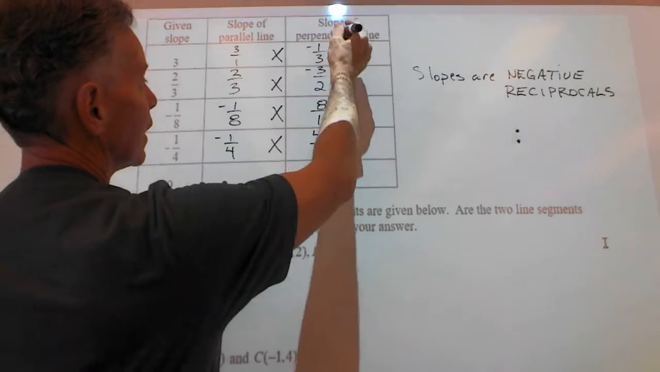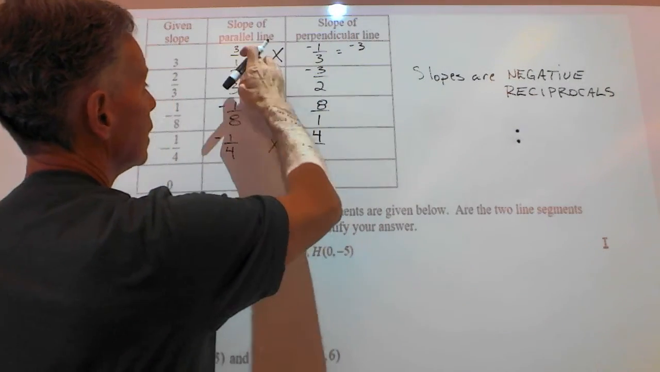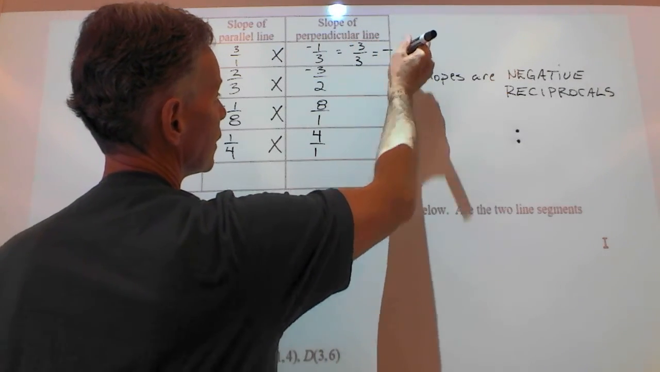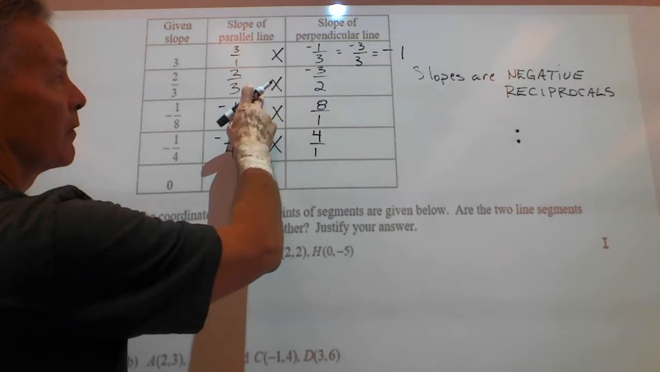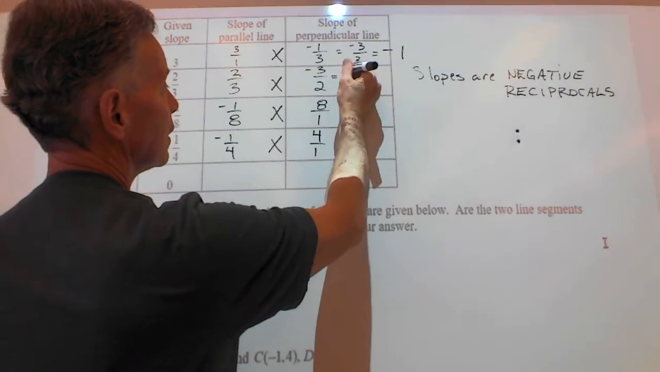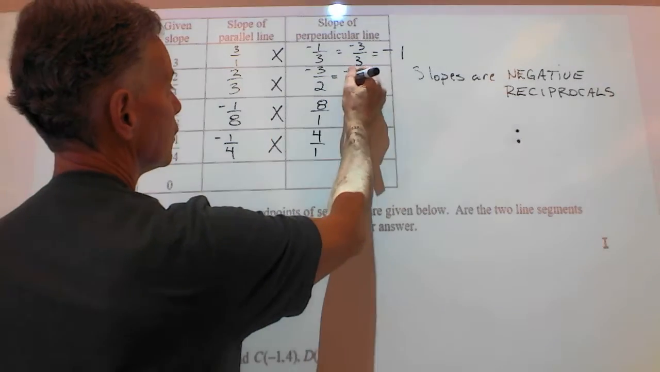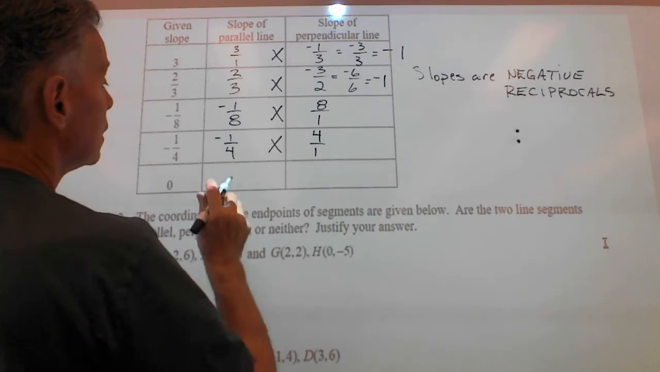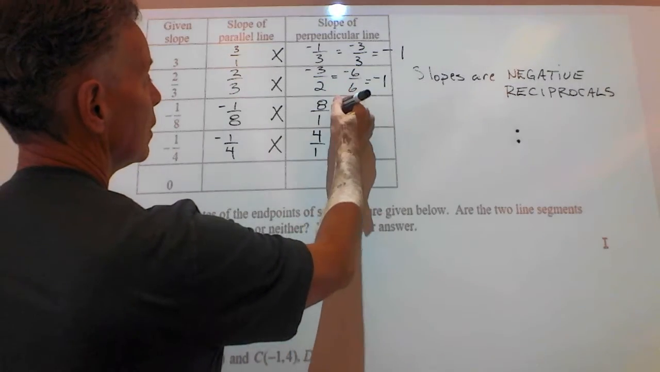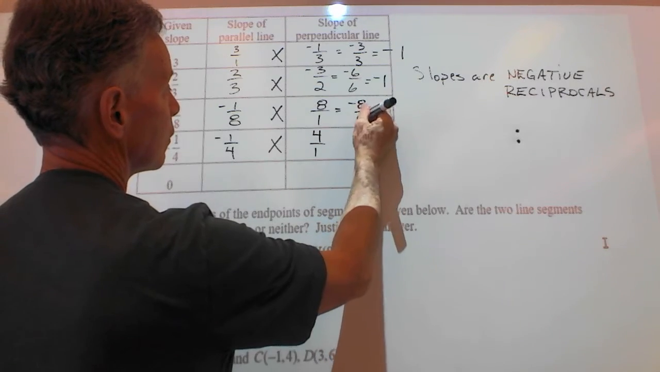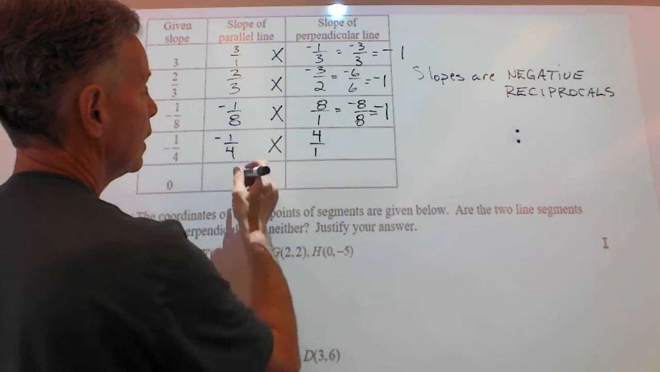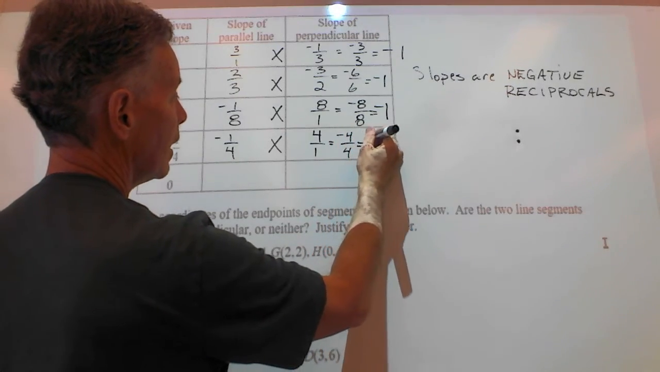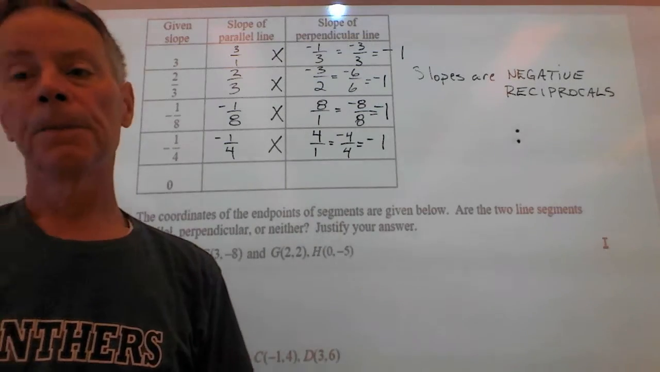We get 3 times -1 is -3. 1 times 3 is +3, which simplifies to -1. Here we have another one. 2 times -3 is -6. 3 times 2 is +6. And again, -1. Very quickly to finish this up, we get -8 over +8 or -1 and -4 over +4, again, -1. Okay.